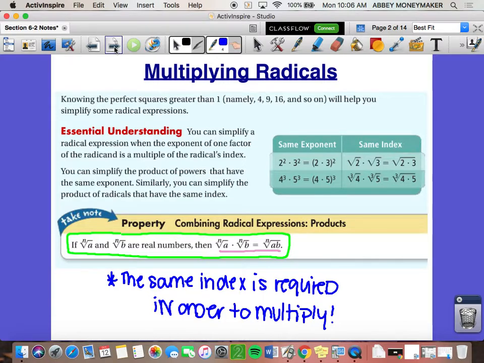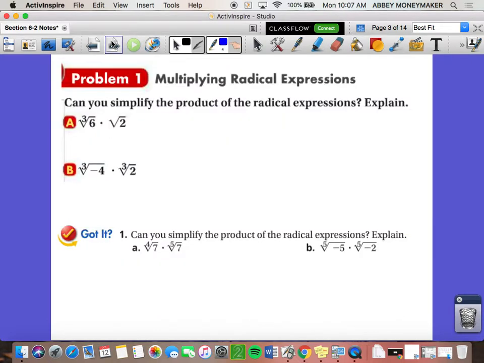So for example, right up here, we would have the square root of 2 times the square root of 3, that's equal to the square root of 6. Same thing here, the cube root of 4 times the cube root of 5 gives you the cube root of 20. Since they have the same index, I can just multiply what's underneath there together.